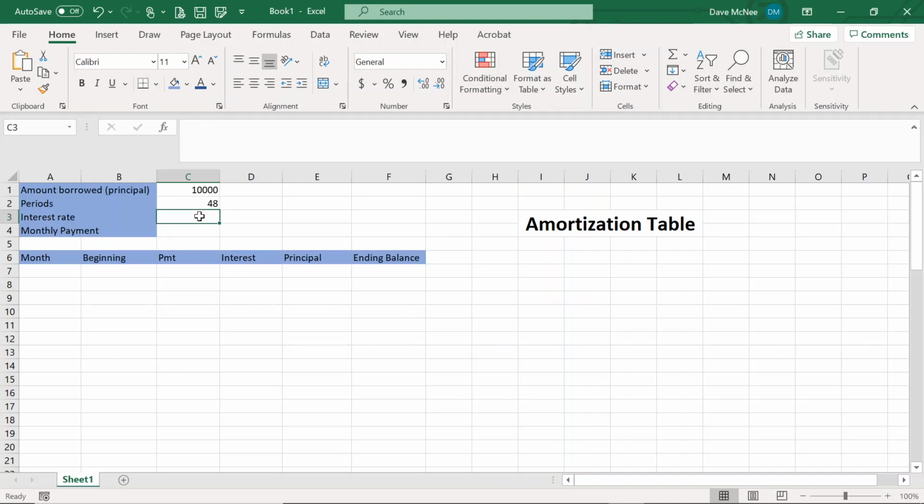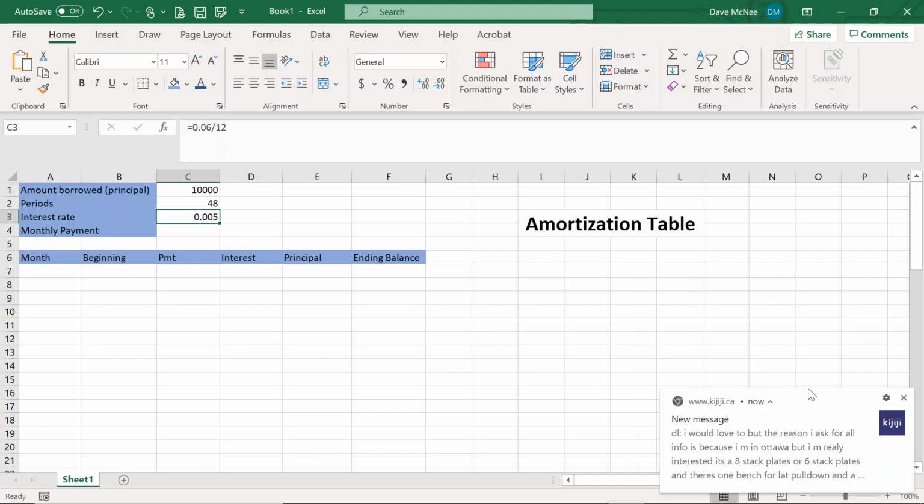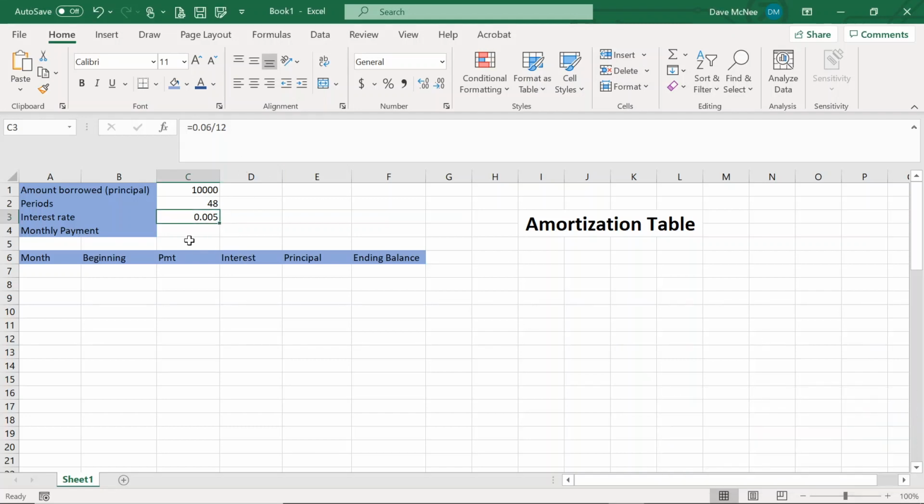Interest rate, the lender was really nice. They told me it's going to be 6% per year. So of course that's equal to 6%. In cell C3, I'm going to write equals 0.06, that's the percentage. But of course that gets applied per year, so I need to apply it every month. I'll divide that by 12. And there we go. I'm paying this much. Of course, if I multiply it by 100, I can figure out what the percentage is.